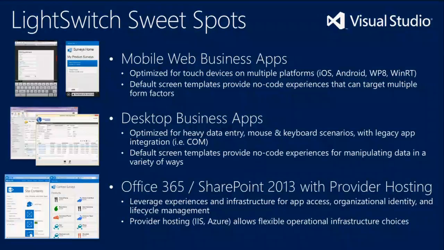The second kind of application is desktop business apps. Those are still very common, and this is what we initially started off with LightSwitch 2 years ago. Those are the kinds of applications which you usually run on the desktop, not on mobile devices. They are usually used with keyboard and mouse, and you have a lot of grids in there and technology like legacy COM available. And finally, what we will focus on today: Office 365 and SharePoint 2013, mainly with the provider-hosted model.